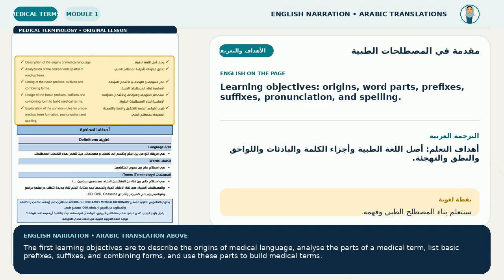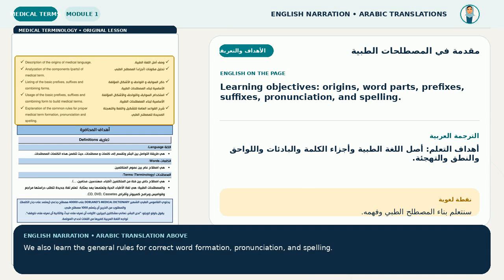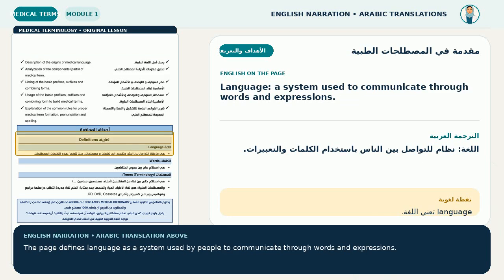The first learning objectives are to describe the origins of medical language, analyze the parts of a medical term, list basic prefixes, suffixes, and combining forms, and use these parts to build medical terms. We also learn the general rules for correct word formation, pronunciation, and spelling.